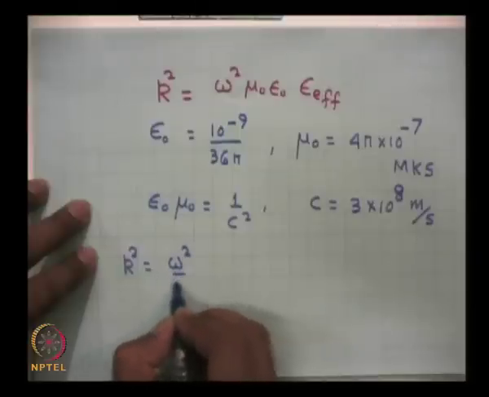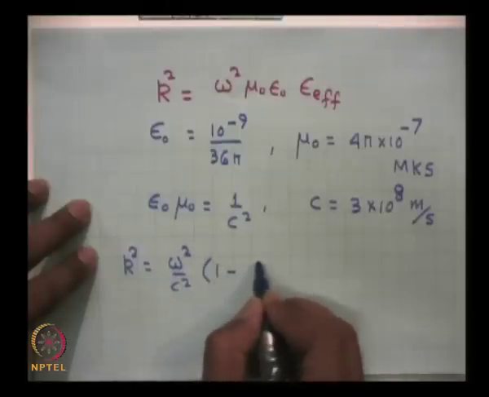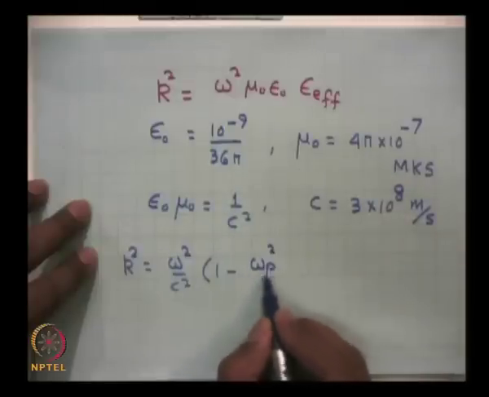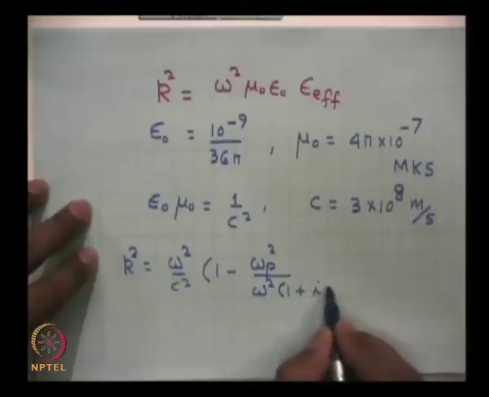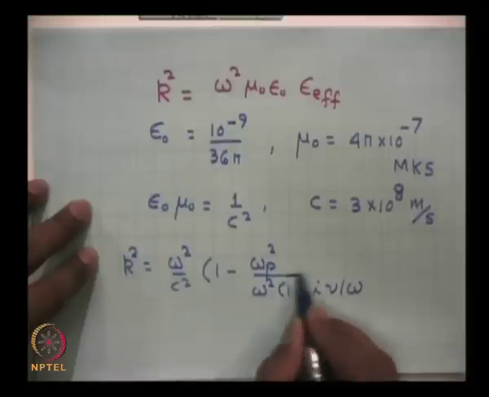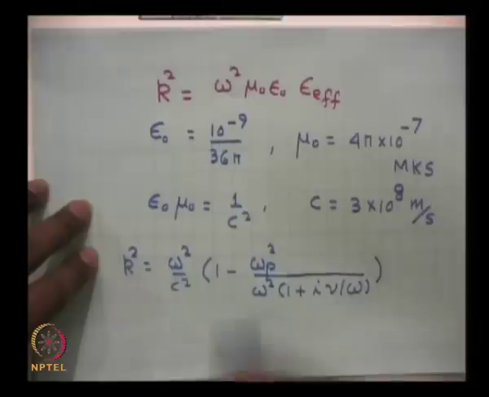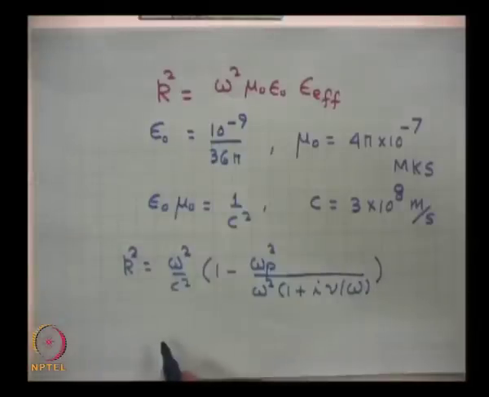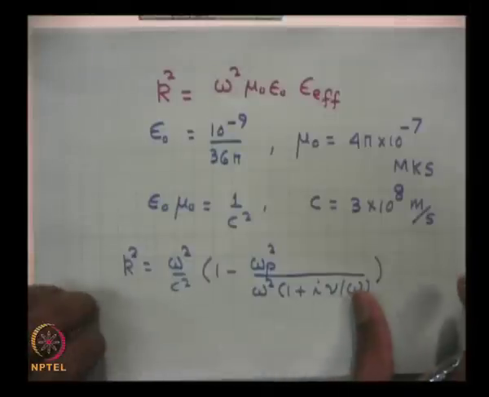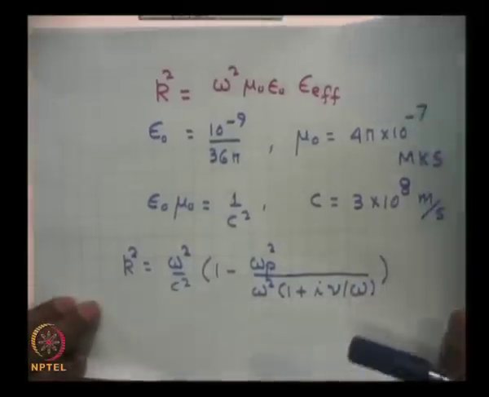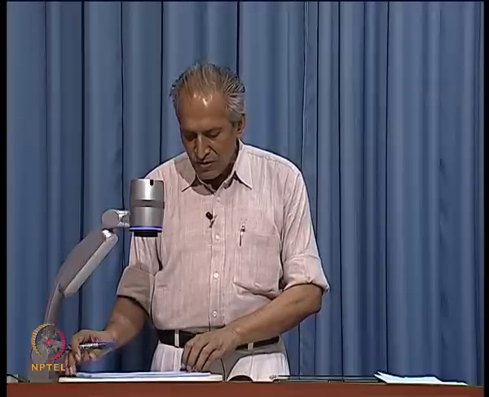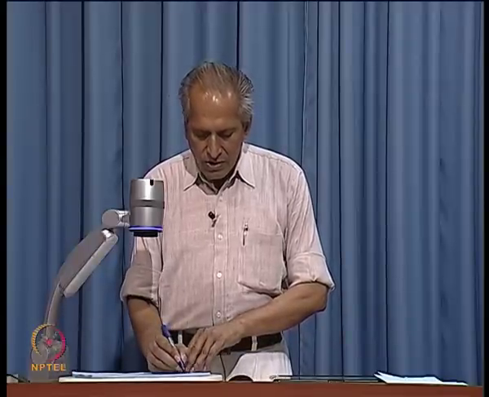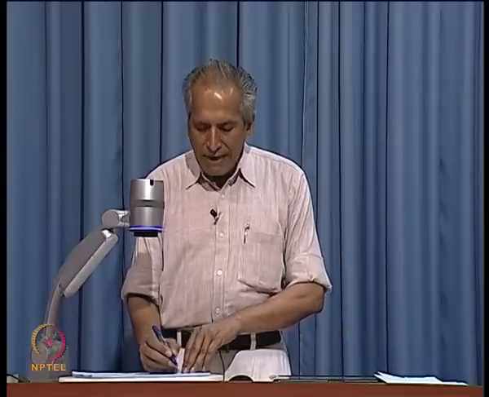So I will put this in here and I will get k square is equal to omega square by c square into 1 minus, for epsilon effective, omega p square upon omega square 1 plus i nu by omega. This is the dispersion relation. But how about the character of these waves, whether they are transverse or non-transverse? So let us go step by step.